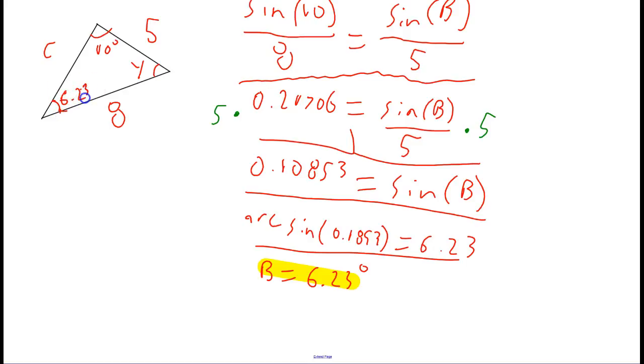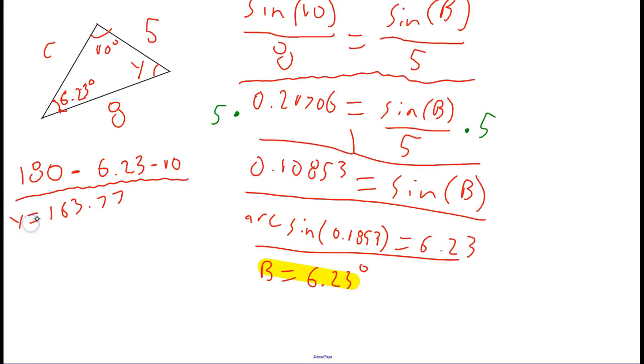6.23 degrees. We can find the third angle by doing angle sum. 180 minus 6.23 minus 10 is going to give us 163.77. We can fill that guy in.